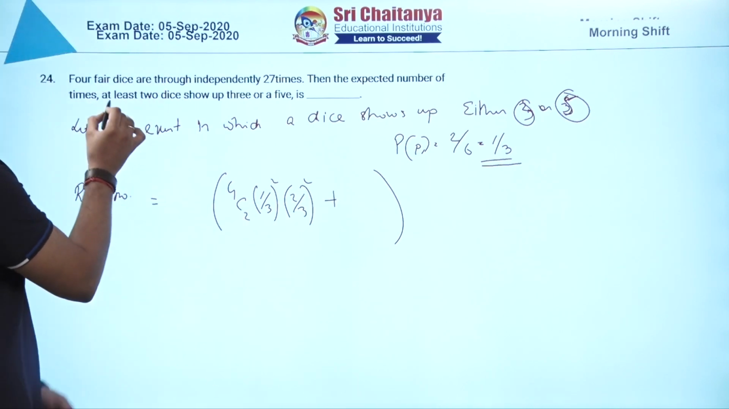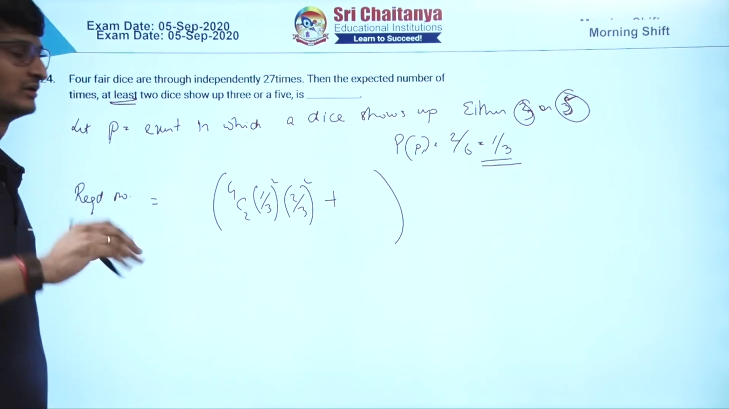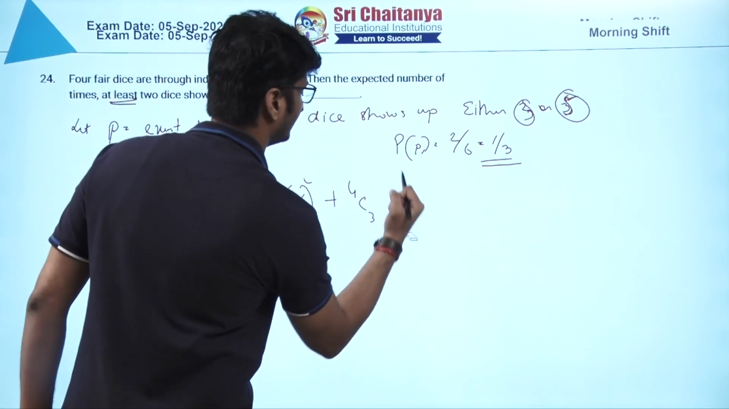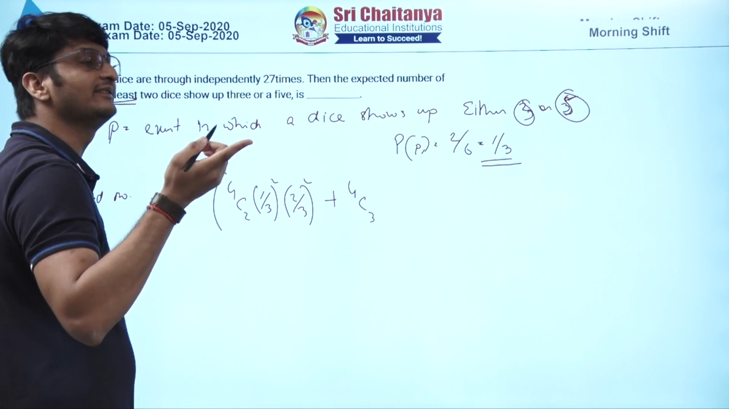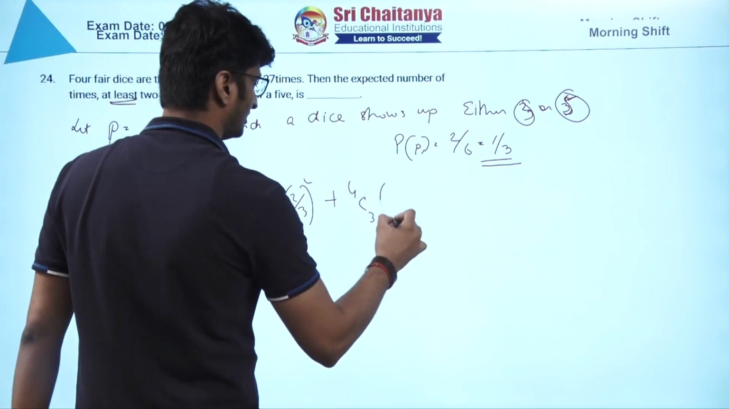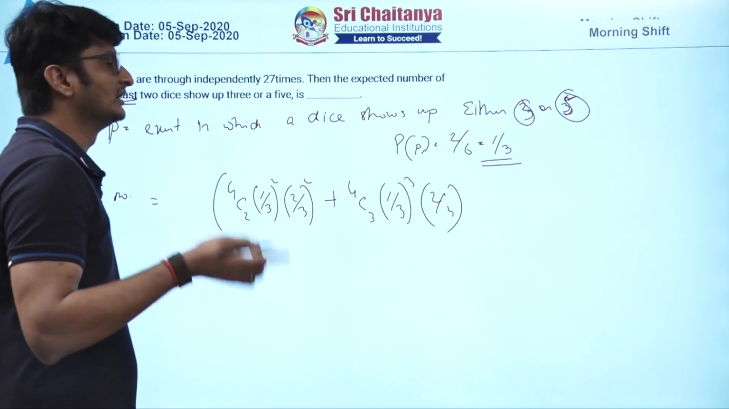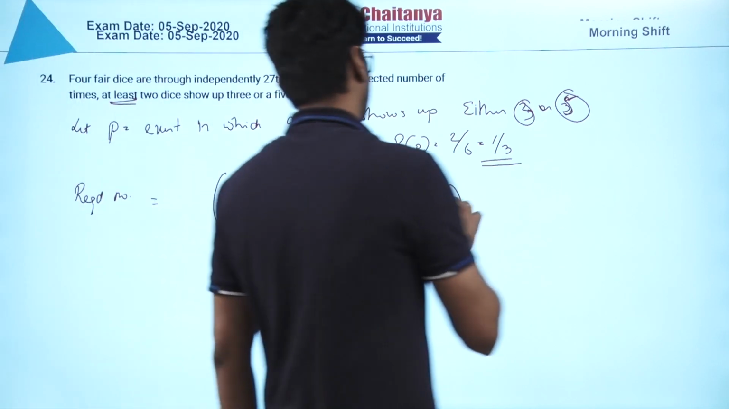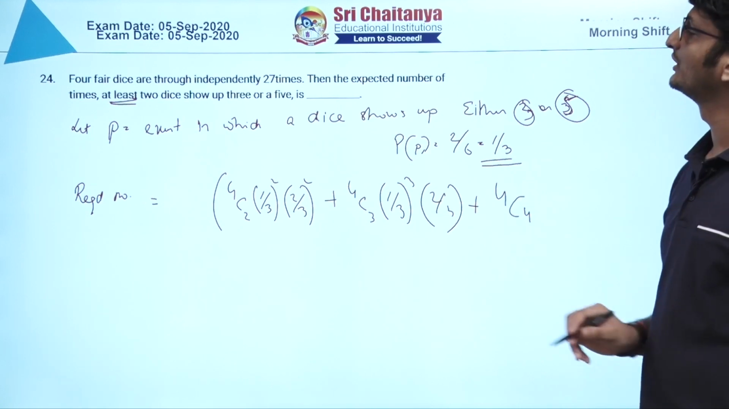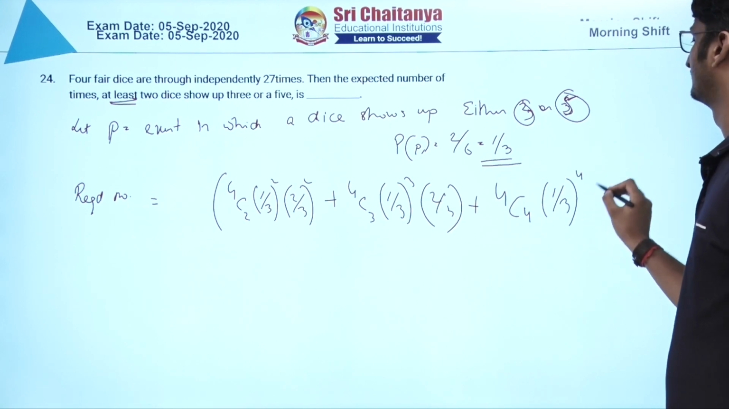At least, the word at least is mentioned here, at least 2 dice. So, that means more than 2 are also possible, 3, 4, let us write it down. Here I am writing 3 dice, out of 4 any 3 dice are showing either 3 or 5. See how to do? 1 by 3 to the power 3, 2 by 3, one dice is not showing the number 3 or 5. The next case possible is all the 4 dice are showing either 3 or 5, 1 by 3 to the power 4.